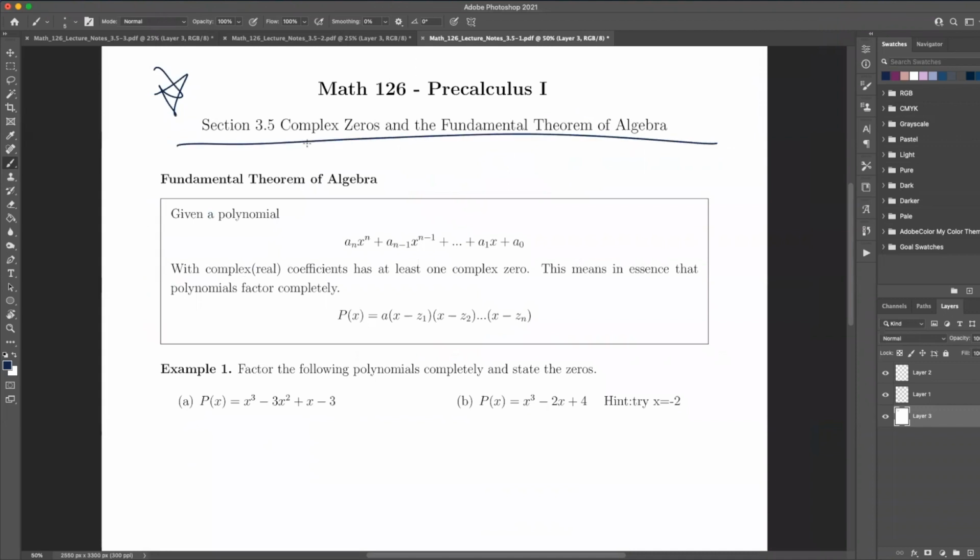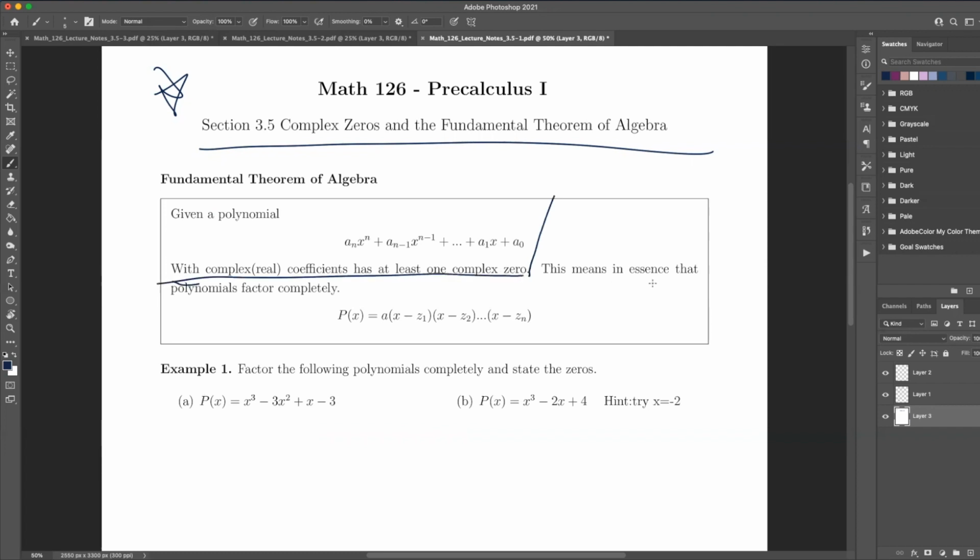Hi, we're going to talk about complex zeros and the fundamental theorem of algebra. The fundamental theorem of algebra states that given a polynomial with real or complex coefficients, there's at least one complex zero. This is what your book writes, and apparently I was intelligent enough to write it in plain English.